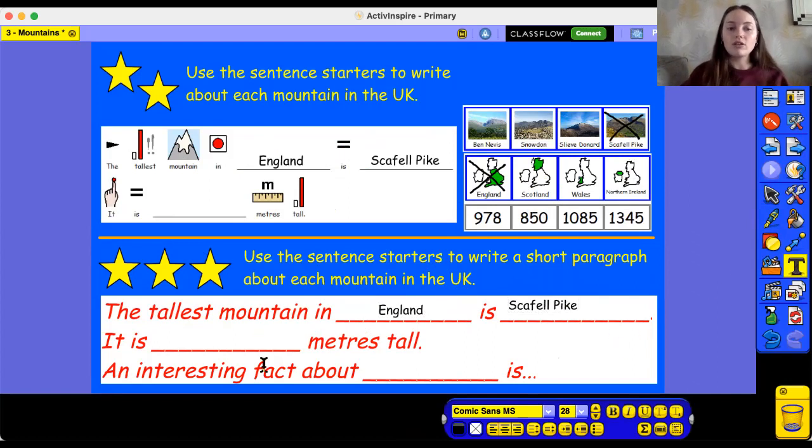Rewind the video, have another listen. It is meters tall. How tall is Scafell Pike? And then you've got an extra sentence. An interesting fact about Scafell Pike.